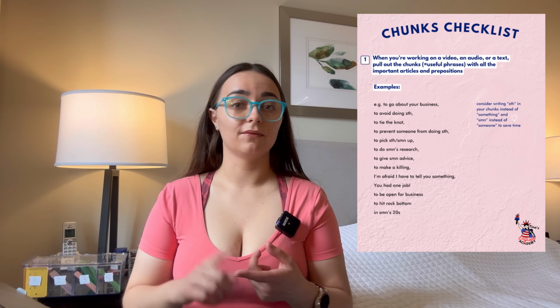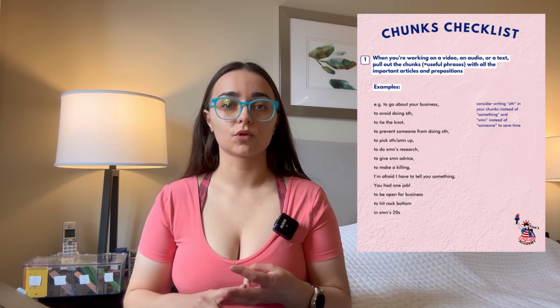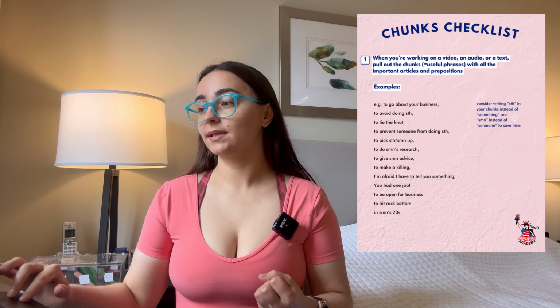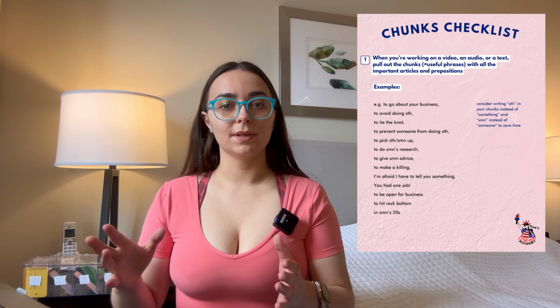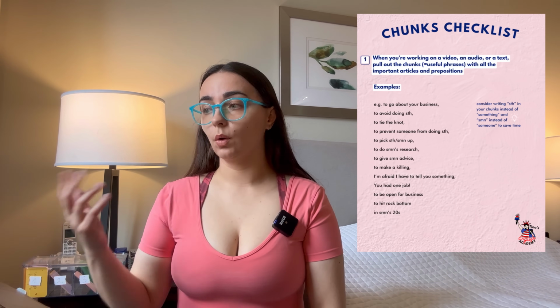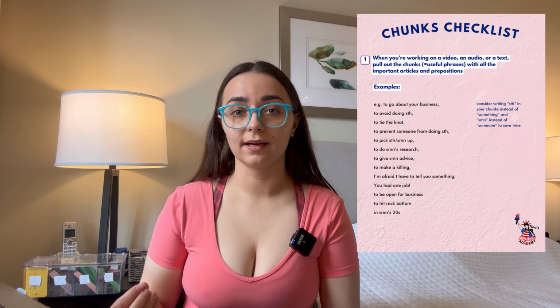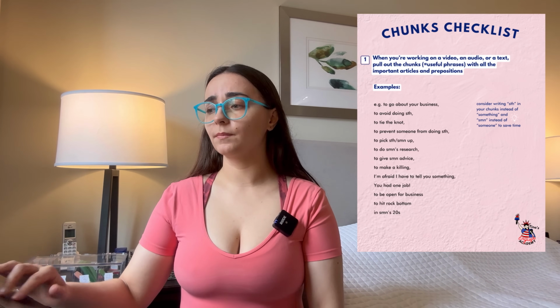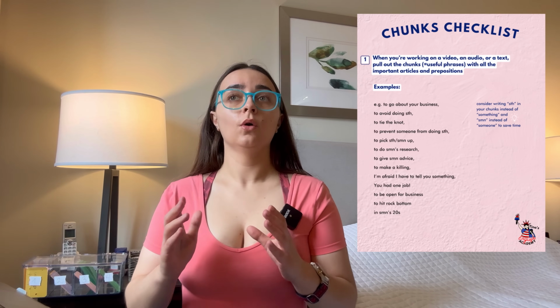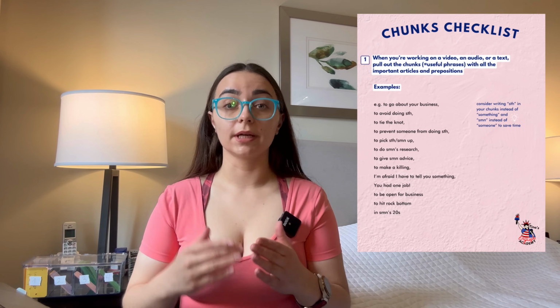There are two versions of the checklist, one very short one and a longer one that has all the different explanations. The first point on the long checklist is when you're working on something, it can be a video, an audio, a text of some sort, you pull out the phrases that you think could be useful. For example, you see something like to go about your business and you're like, oh, that's interesting. Or to avoid doing something. With these examples, I want to tell you what things you should really pay attention to.